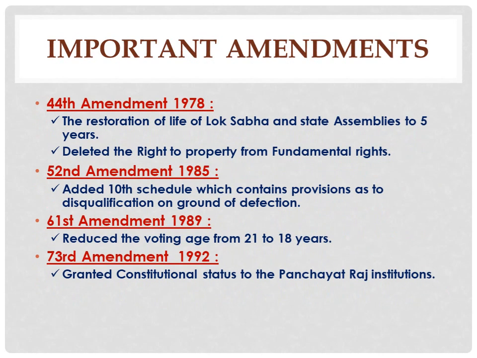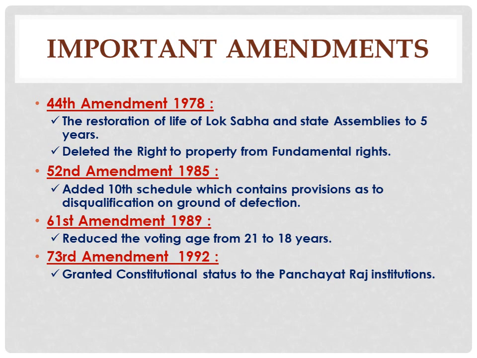44th Amendment of 1978. The restoration of the life of Lok Sabha and state assemblies to 5 years. As per this amendment, it deleted the right to property from the list of fundamental rights and made it only a legal right. The next one is the 52nd Amendment, which was made in 1985. It provided for the disqualification of members of parliament and state legislatures on the ground of defection.